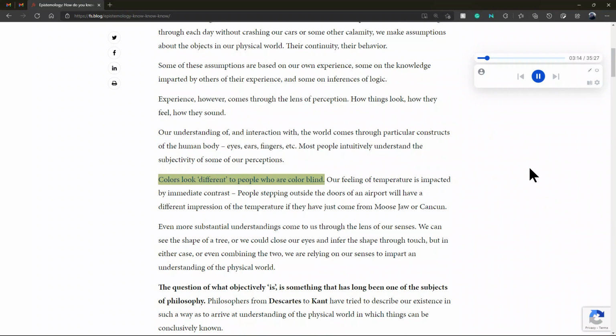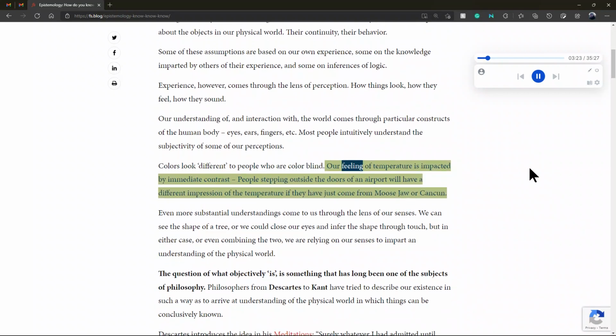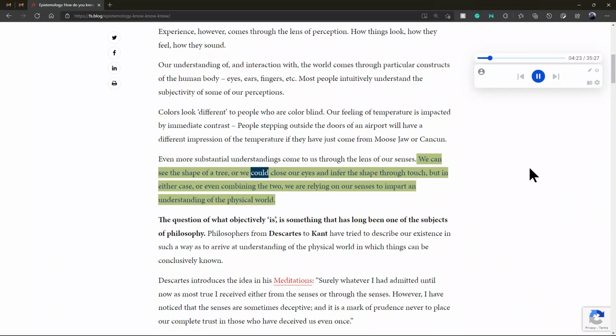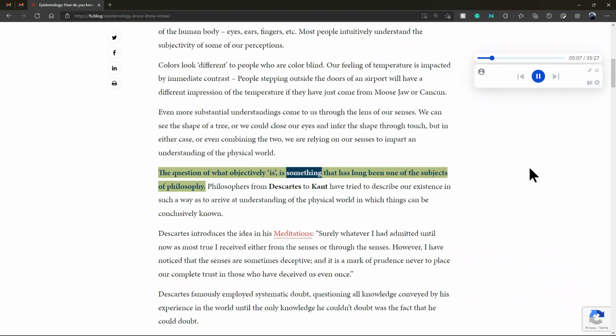Most people intuitively understand the subjectivity of some of our perceptions. Colors look different to people who are colorblind. Our feeling of temperature is impacted by immediate contrast. People stepping outside the doors of an airport will have a different impression of the temperature if they have just come from Moose Jaw or Cancun. Even more substantial understandings come to us through the lens of our senses. We can see the shape of a tree, or we could close our eyes and infer the shape through touch, but in either case, or even combining the two, we are relying on our senses to impart an understanding of the physical world. The question of what objectively is something that has long been one of the subjects of philosophy.